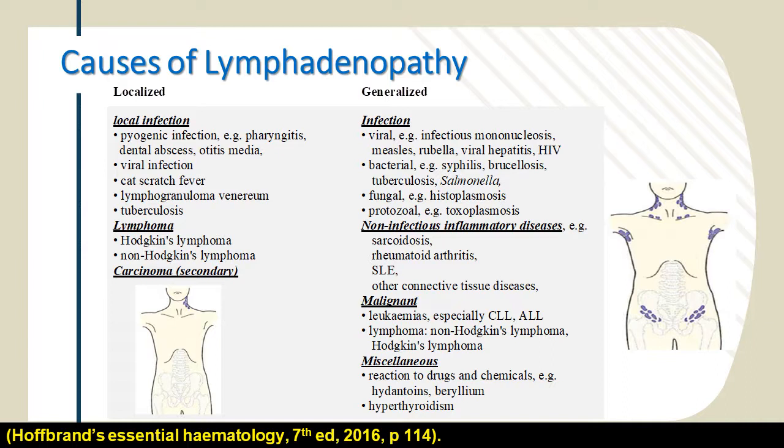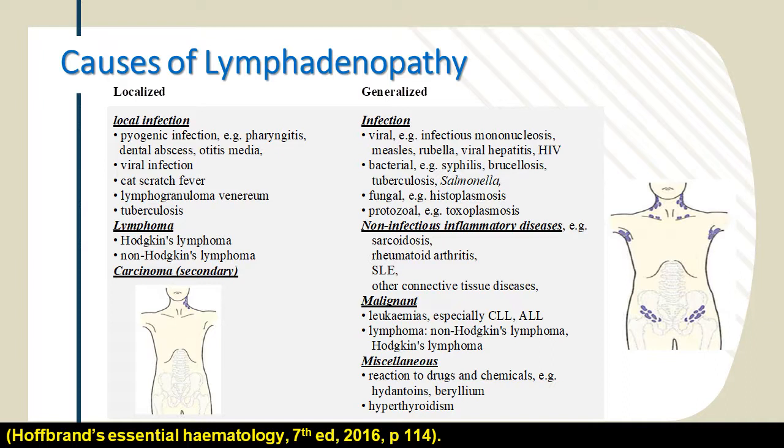For generalized lymphadenopathy, the causes are either infection, such as viral infection, for example, infectious mononucleosis. We will discuss it in the next lecture, measles, rubella, and even hepatitis. Another infection is bacterial infection, for example, syphilis, brucellosis, tuberculosis, and salmonella. Fungal infection can also present as generalized lymphadenopathy, for example, histoplasmosis, and even protozoal infection.